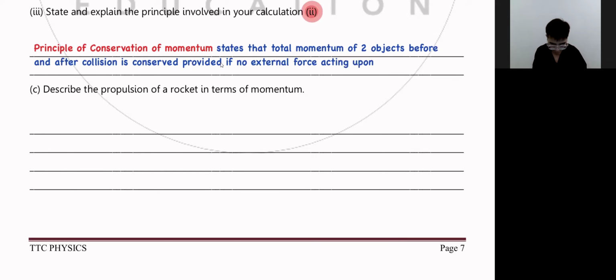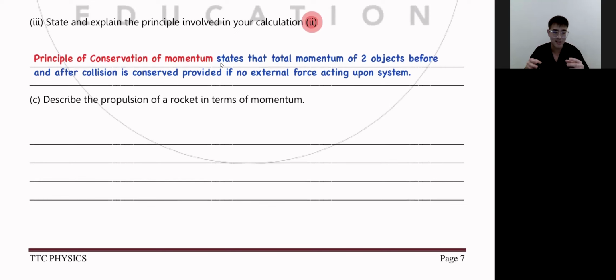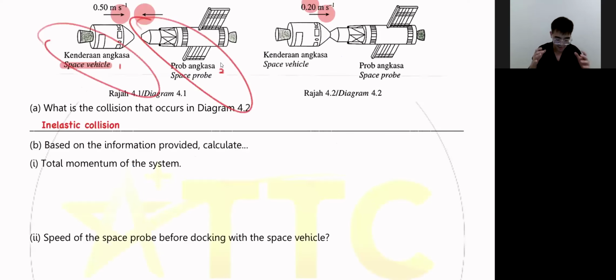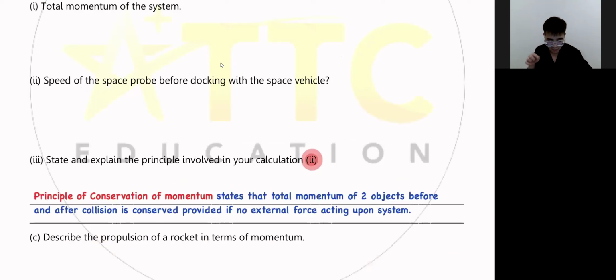Now, when we use the word system, system means the situation. It can be anything, like two balls hitting each other, a bowling ball hitting the pin, a car hitting another car. So in this question, the system is two objects: one is the space vehicle, another one is the space prop. So that will be the name of the principle. Principle means rule, the principle that we will be using to do the calculations in part B1 and part B2.